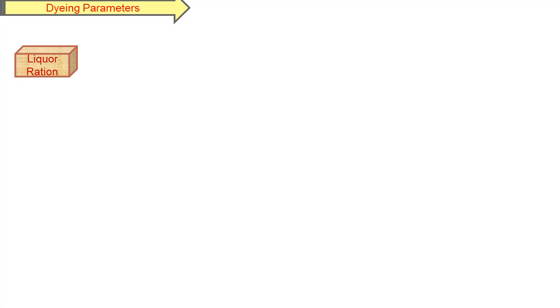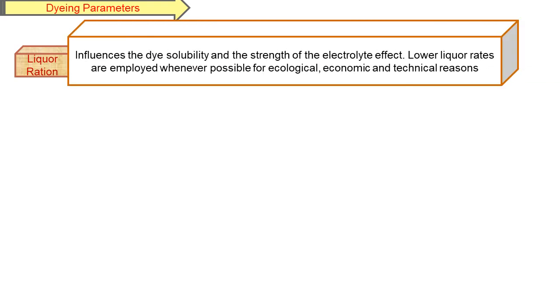There are various parameters that affect the dyeing process. The first one is the liquor ratio, which involves the dye solubility and strength of the electrolyte effect. Lower liquor ratios are employed whenever possible for ecological, economic and technical reasons.